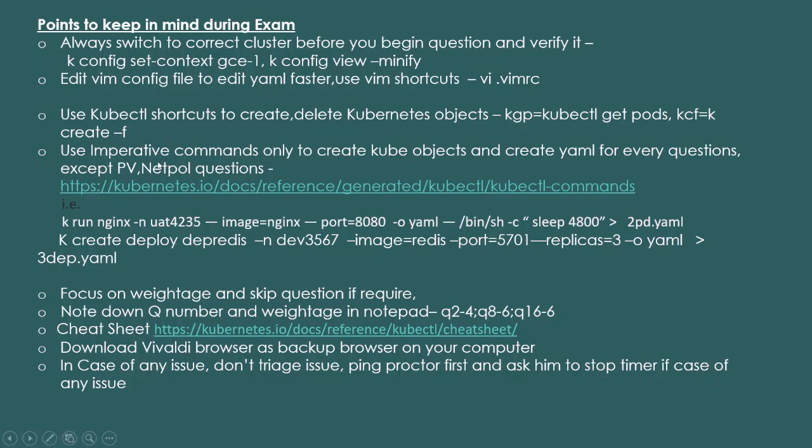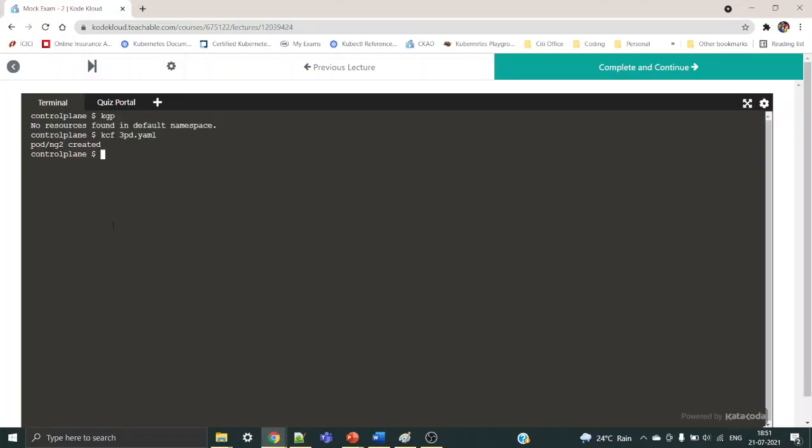The next point is you have to use imperative commands as much as possible, right? Apart from the vim editor and aliases, you have to use imperative commands. So for example, if you want to create a particular pod within a certain namespace with an image and some command, you don't have to create a YAML and copy paste the YAML. You just write the imperative command k run. My pod name is, suppose, ng4, image is nginx, port is 80, and I want output as YAML, and I want some basic command to run by my container.